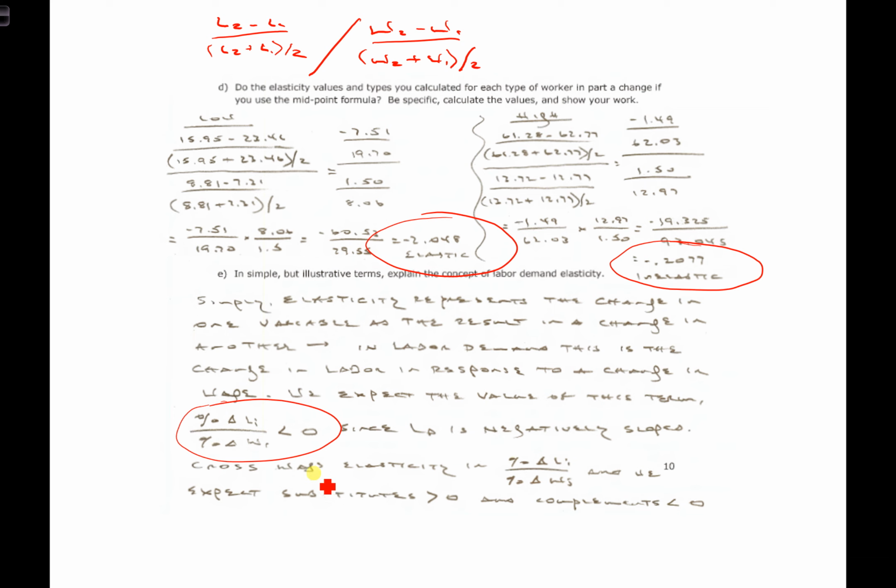And if we used a cross-wage elasticity rather than this own wage elasticity, then it's a slightly different equation, and we would expect substitutes to be greater than 0 and complements to be less than 0. Now that's a fairly complete definition. If you gave me anything that was close to that, you got most of the points here, if not all of them. If you gave me something that was at least this complete, you got all of them. Some of you gave me some really interesting answers that I was entertained by, but they didn't really explain labor demand elasticity necessarily. And that is question number 4.